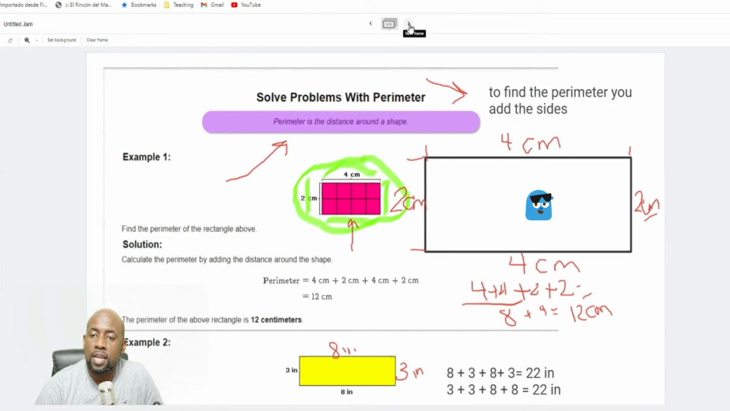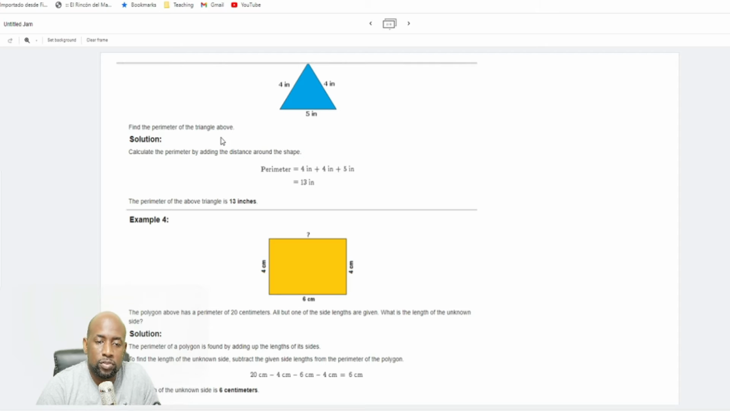Now let's go to our next exercise. Now we are going to calculate the perimeter of a triangle. The triangle, as you know, is a geometric shape that has 3 sides. And this triangle has 3 sides, but the lengths are not the same on every side. We have 4 on this side, 4, and we have 5 here. To find the perimeter, you can write P is equal to 4 plus 4 plus 5.